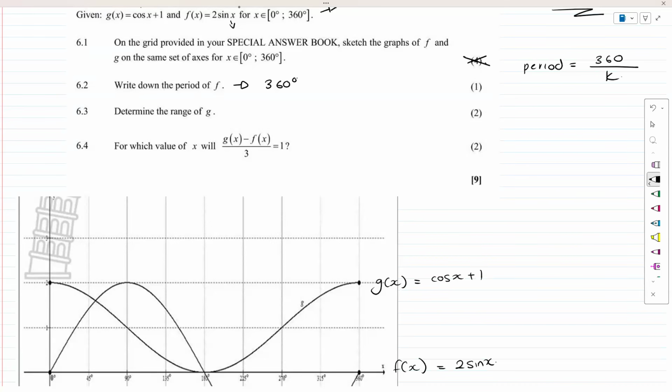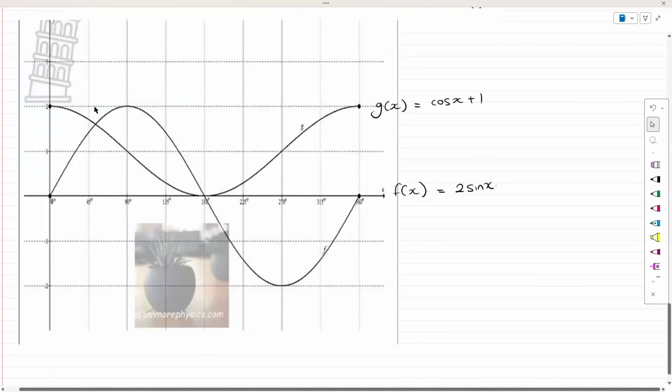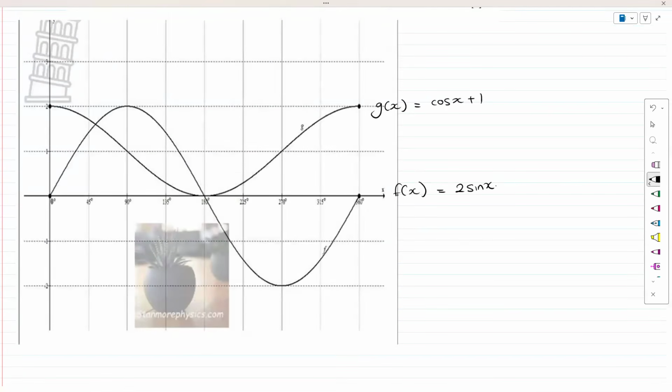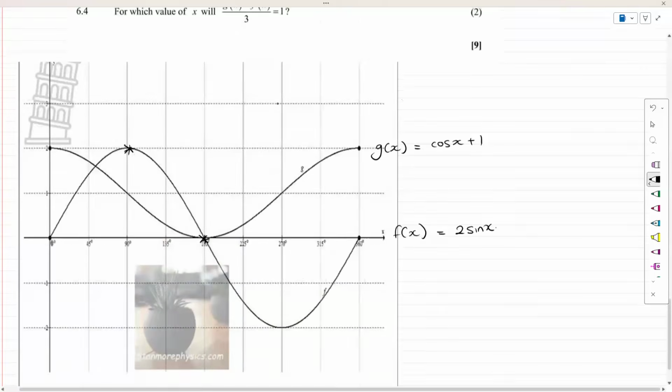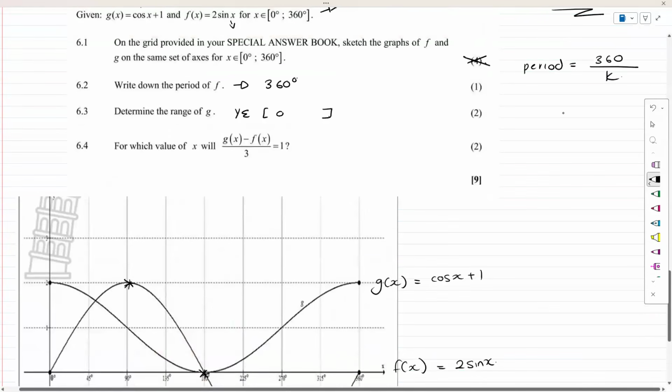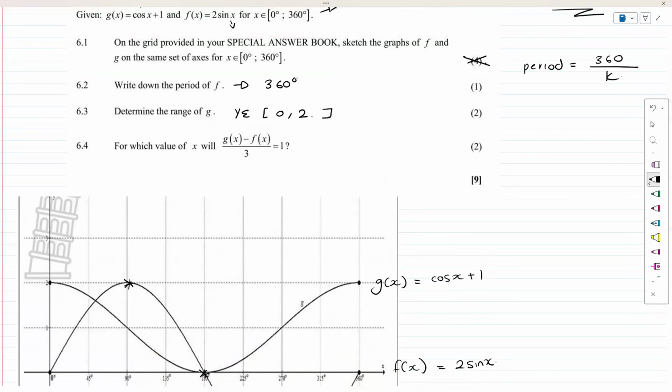The range of g, guys, the range is the y values. So y is an element of, and all we have to do is look at the range. The lowest value of the g graph is, if I'm not mistaken, 0. The biggest value is 2. So the range is the lowest to the biggest, 0 to 2. That's all. The next one.